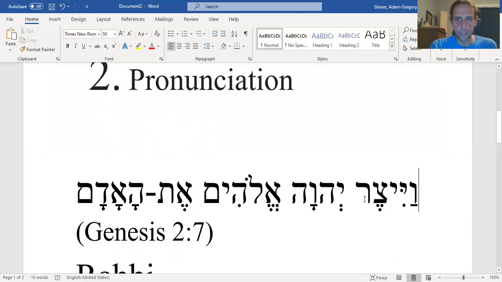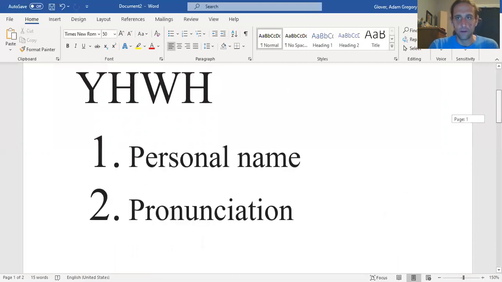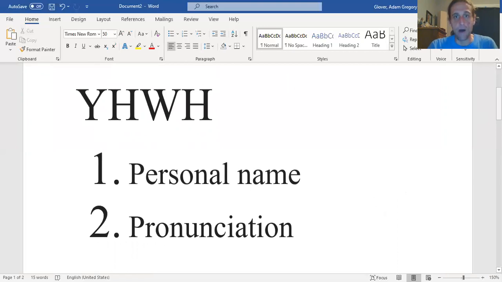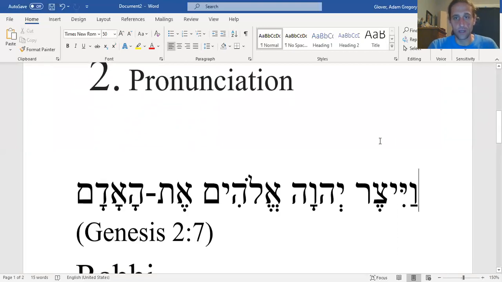So the point of this explanation is, first of all, to draw your attention to how the tetragrammaton looks, what it looks like in Hebrew, but also to indicate something of the mystery that surrounds it, for the reasons that I've attempted to explain, having to do with a certain reticence on the part of the Jewish community to pronounce the name out loud. Cool? All right, so that's a little bit about the tetragrammaton.